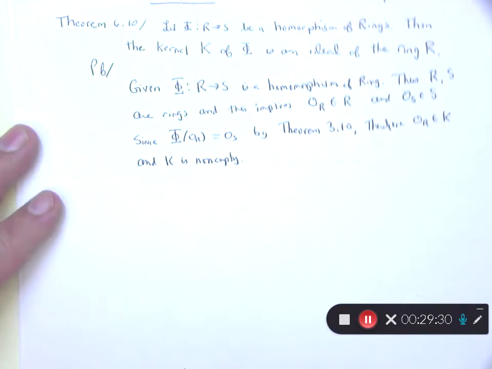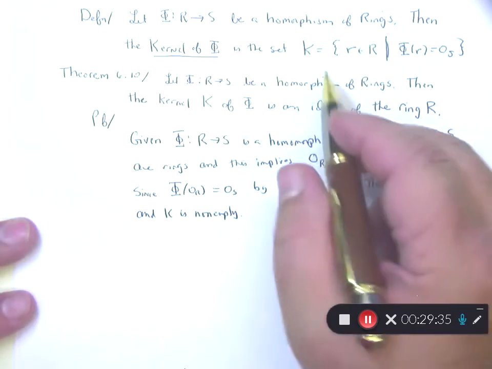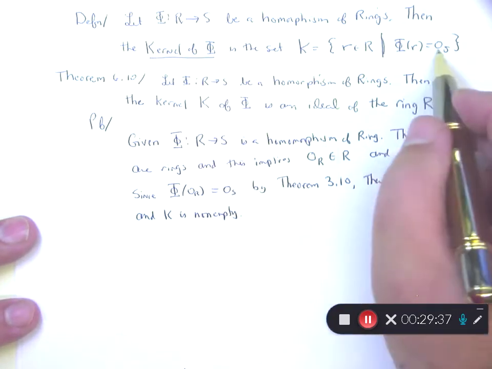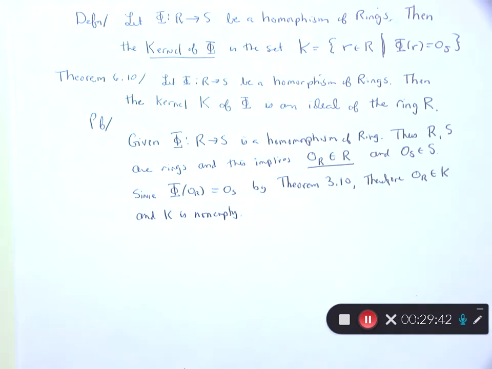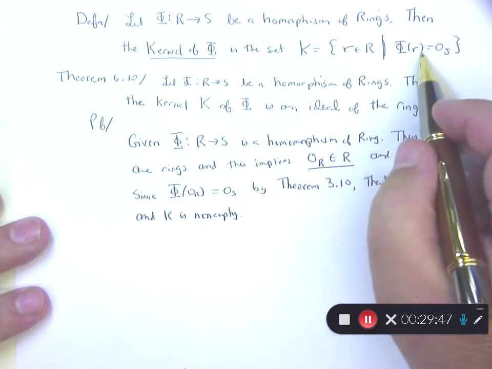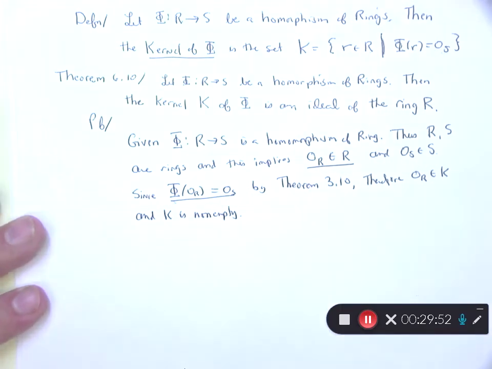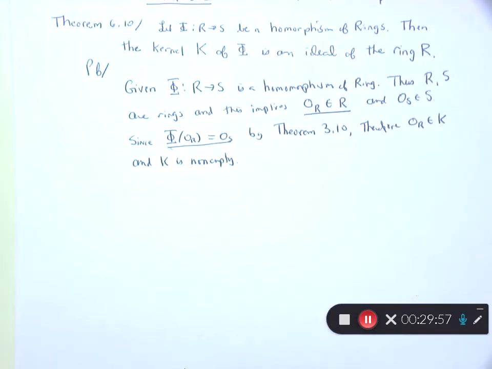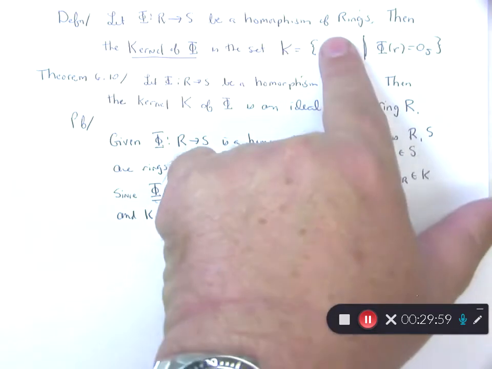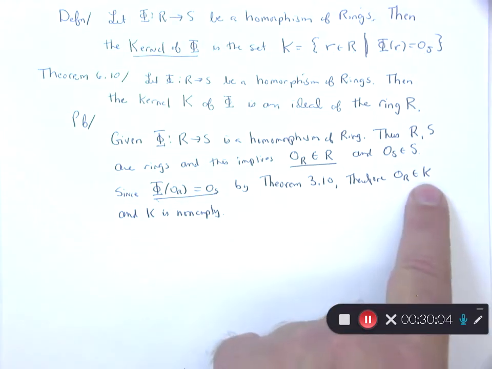Now, let's talk about why this element is in K. To be inside of K, way up here, this is the definition of what K is. So to be inside of K, you have to come from R. Well, clearly 0R comes from R because R is a ring. And you've got to have the property that phi of that element, in this case 0R, is equal to 0S. Well, phi of 0R equals 0S by that Theorem 3.10. Zeros always map to zeros under homomorphisms. So both things have been satisfied to be inside of K, so therefore 0R, because you have to come from R, 0R is an element of K, and K is non-empty.